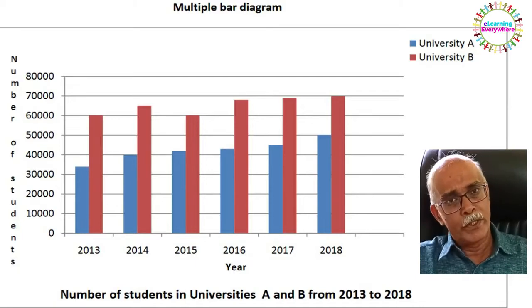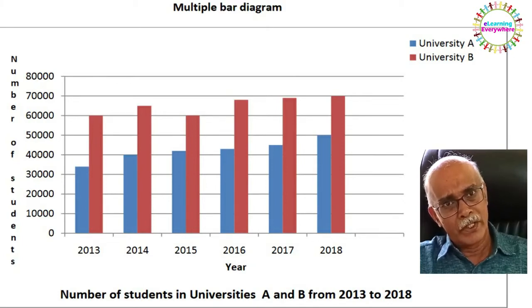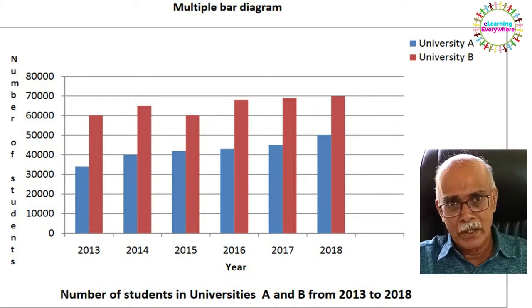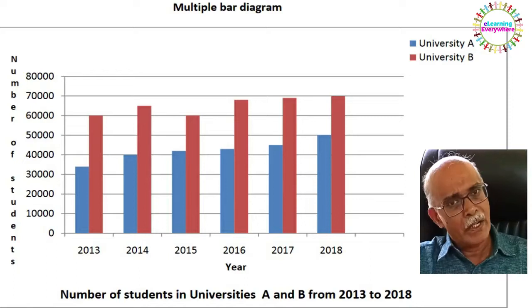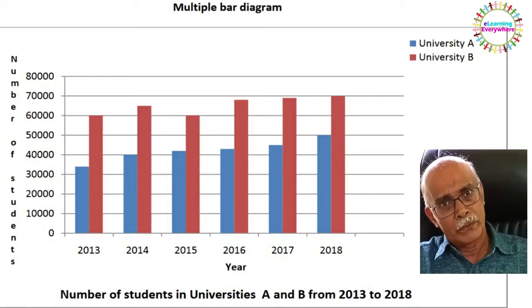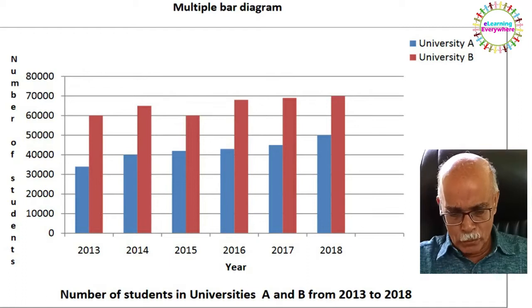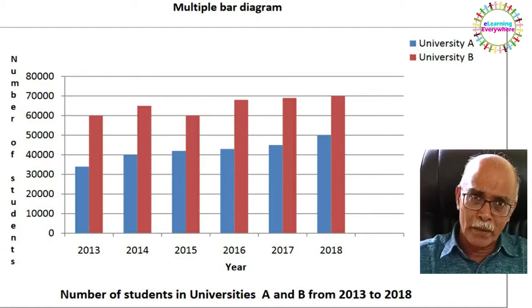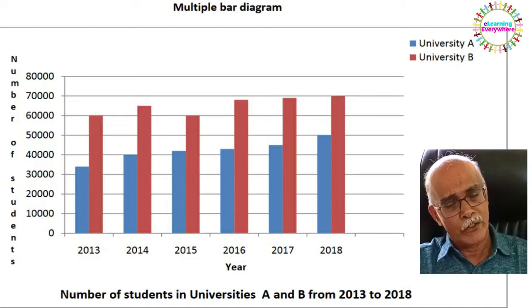So for a particular year there will be two bars, one with one shade or color and the other with a different shade or color. And if the data pertain to three universities, there will be three bars like that. So multiple bar diagrams are diagrams in which from a single point you draw two or more bars, and the height of the bars may vary depending upon the magnitude of the data.